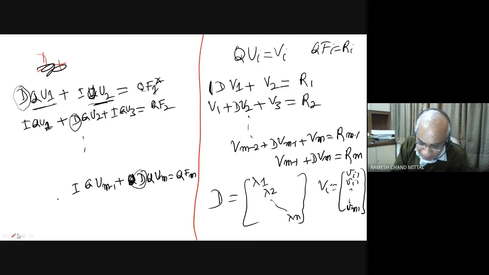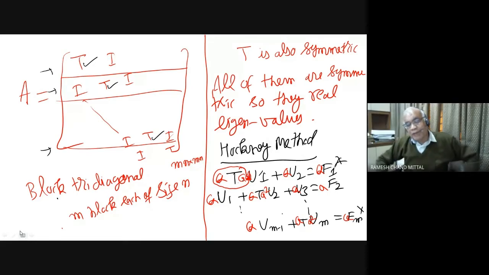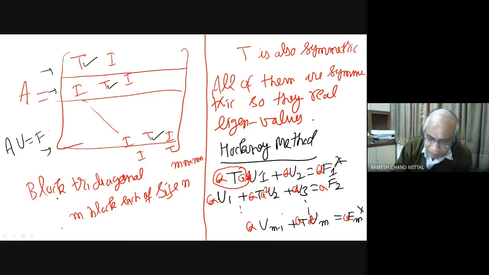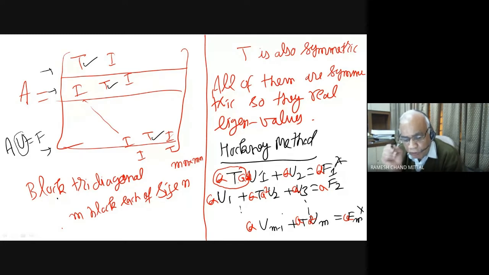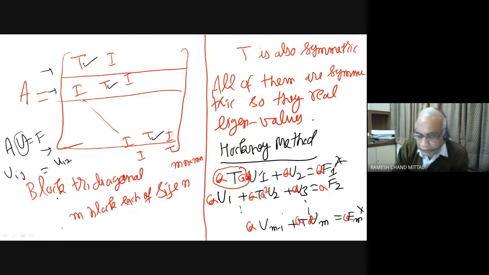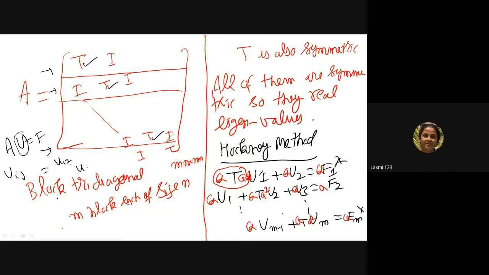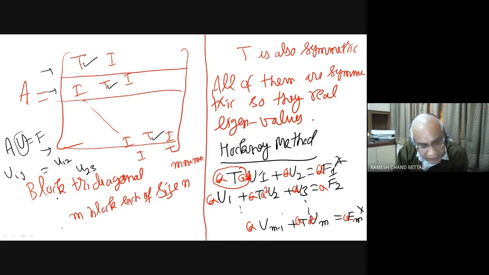Okay. Let me summarize. What is the problem? The problem before me is that I am given a system AU equal to F, where my U has M by N blocks, M N unknowns, where the first block has N unknowns, the second block has N unknowns, and so on. If I write U12, it means the second entry of the first block. If I write U23, it means the third entry of the second block. So my U is Uij and similarly F is Fij. So I have block-wise entries, and A is this matrix.